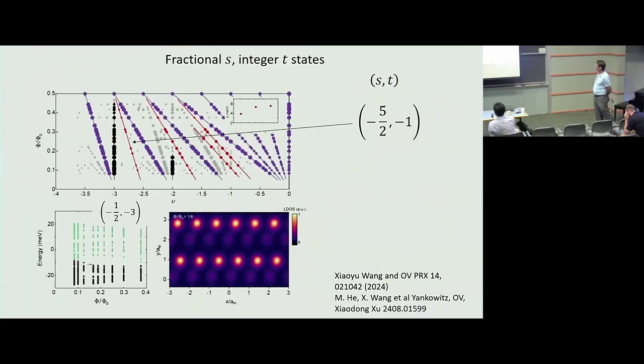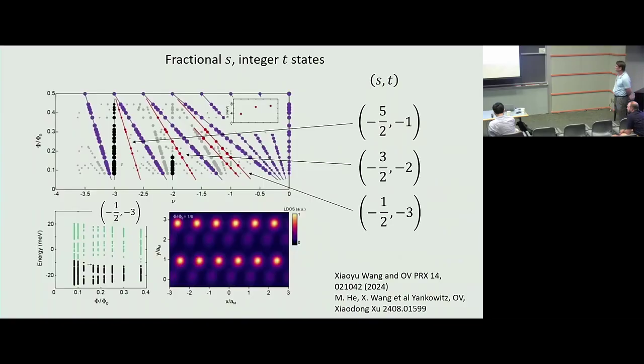So, for example, this one would have an intercept -5/2 and a slope -1. This is S equal to -3/2, slope -2. And this one is S equal to -1/2, slope -3. There are others which have 1/3 intercepts, but let me just focus on this. The plot here shows the local density of states computed for the spectrum of this particular state just at the edge of the conduction band. And so you can see that there is a doubling of the unit cell.